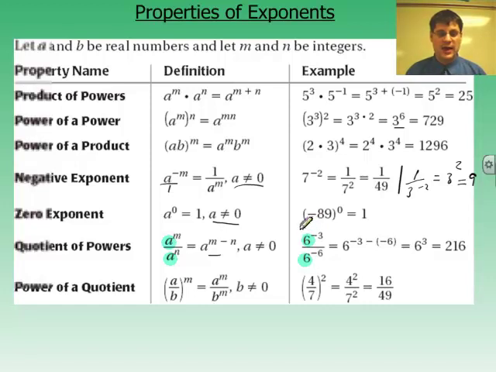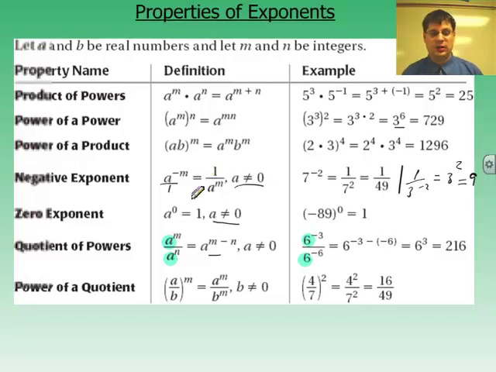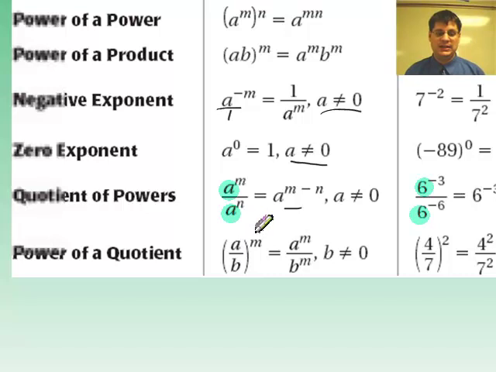And then the last one is a power of a quotient. Basically we're saying if I have a divided by b, to the m power, that's going to be a to the m divided by b to the m, with the restriction that b cannot equal 0.